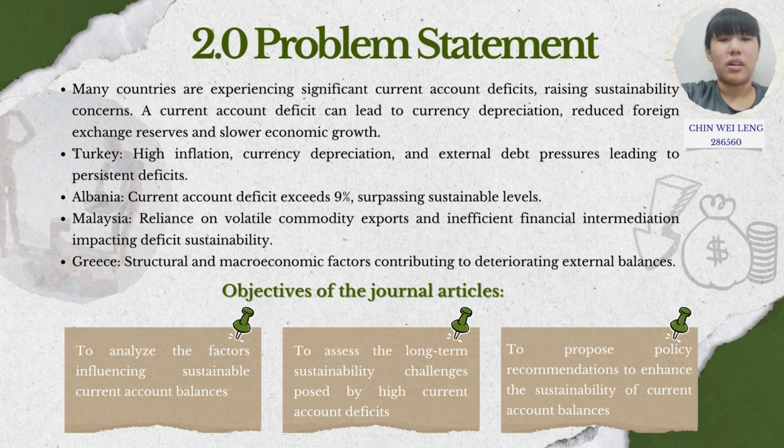Albania also faced a current account deficit exceeding 9%, well beyond the 5% sustainable level. Malaysia's economy heavily relies on volatile commodity exports and suffers from inefficient financial intermediation, which poses a challenge to deficit sustainability. Meanwhile, structural and macroeconomic factors contribute to a deteriorating external balance.